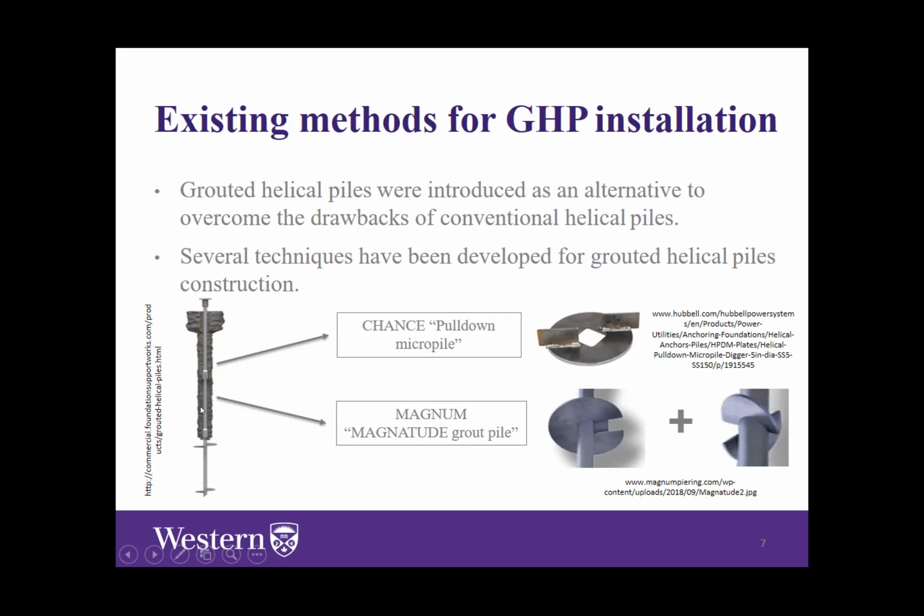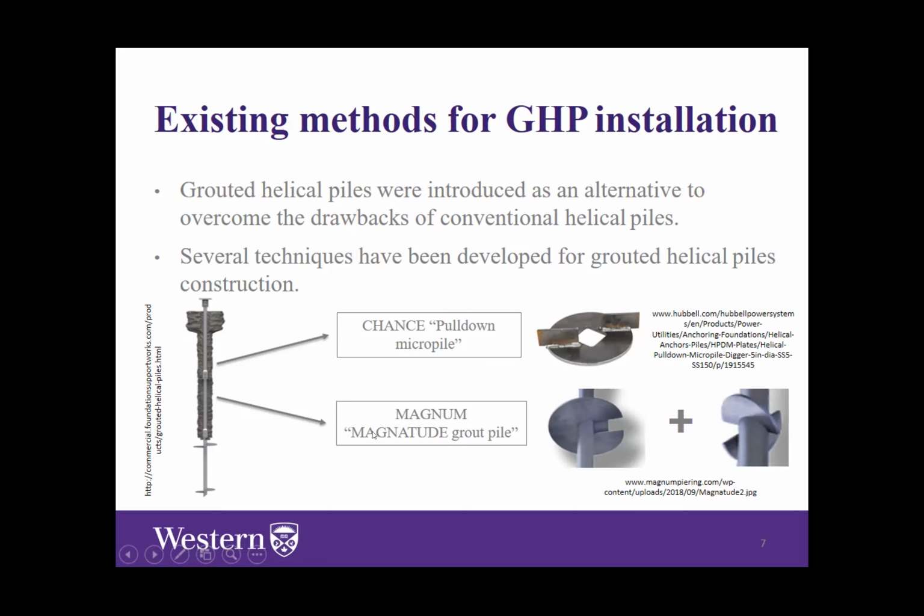For Chance, they decided to add displacement plates here to the pile shaft. While rotating, the displacement plate creates a cavity around the pile shaft. And this cavity is then filled with neat cement grout, by pouring neat cement grout into these voids to form a grout column, as we can see here.